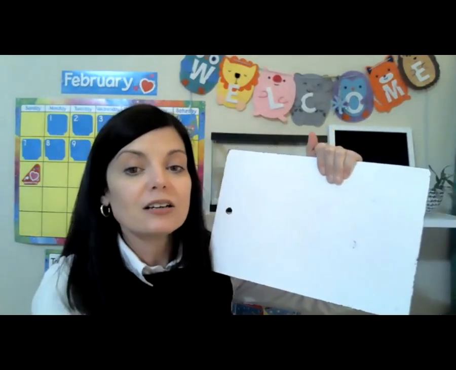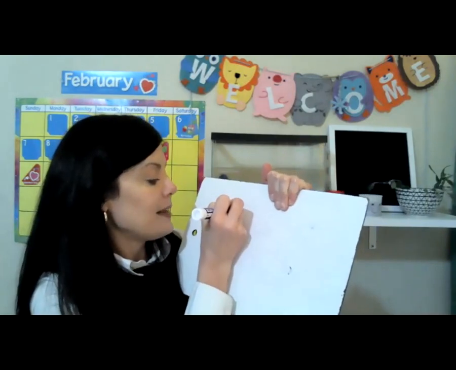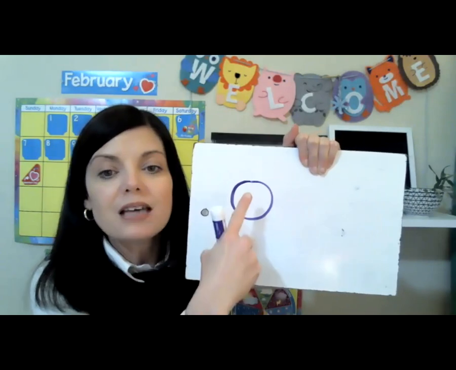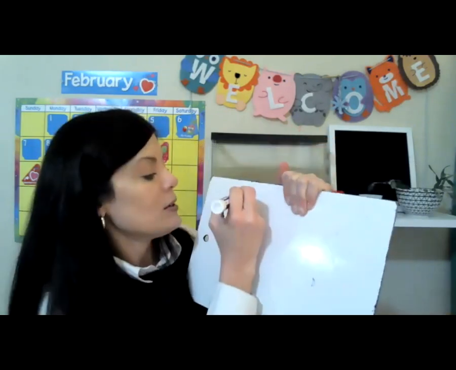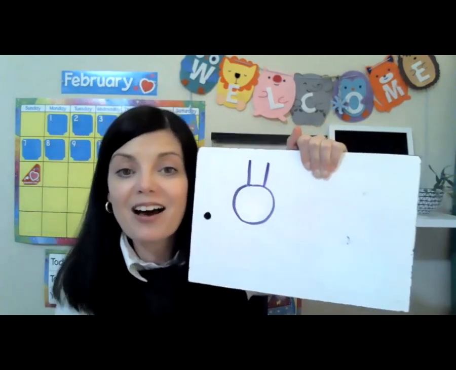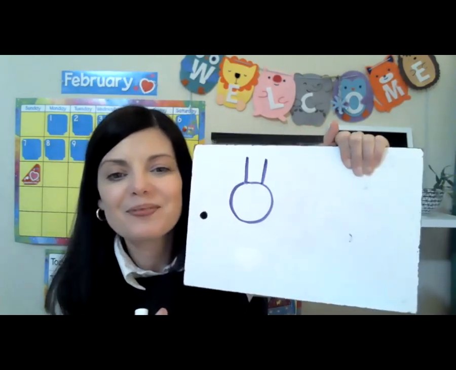We're going to start with the circle. That's going to be the ant's head. So draw a circle. On top of the circle, I want you to make two lines. Ants have two antennae on the top of their heads.